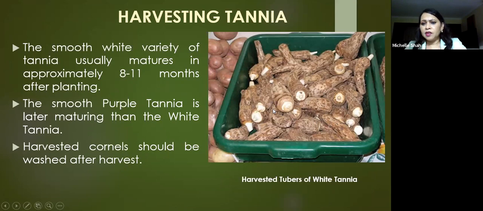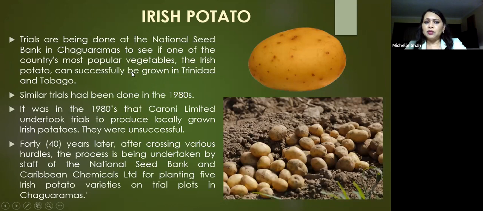Irish potato, well, this is a very recent trial that is being done in Trinidad because we don't normally grow this, but it has now started. Trials are being done at the National Seed Bank in Chaguanas to see if one of the country's most popular vegetables, the Irish root crop, the Irish potato, can successfully be grown in Trinidad. Similar trials had been done in the 1980s.